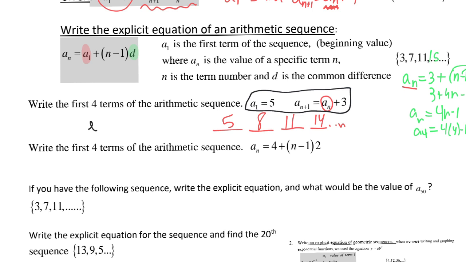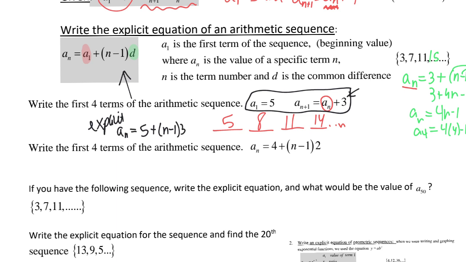The explicit formula for this very exact same thing would be, to find the value of a specific term n, you would take the first term, which is 5. I'm looking at this formula right here. And I would do plus n minus 1 times d. Well, look, what's the common difference? You can see it right here. The difference is you're adding 3 each time.